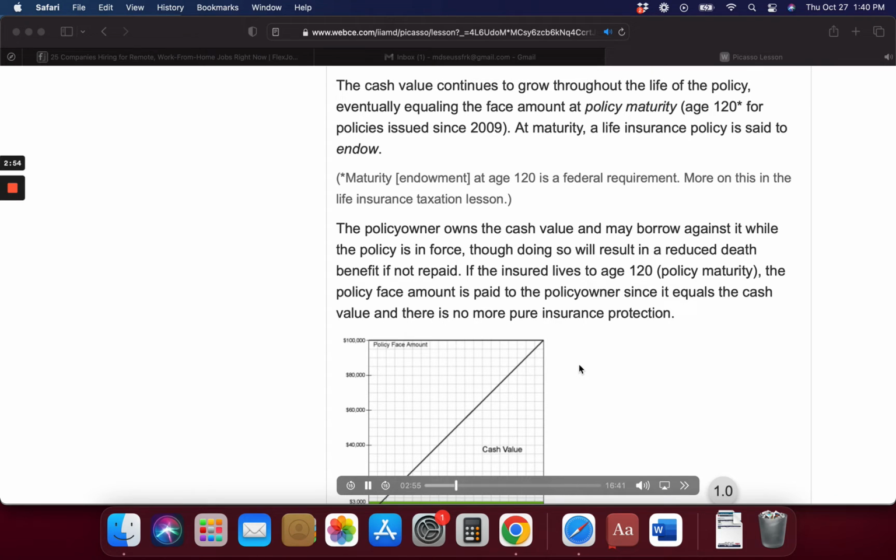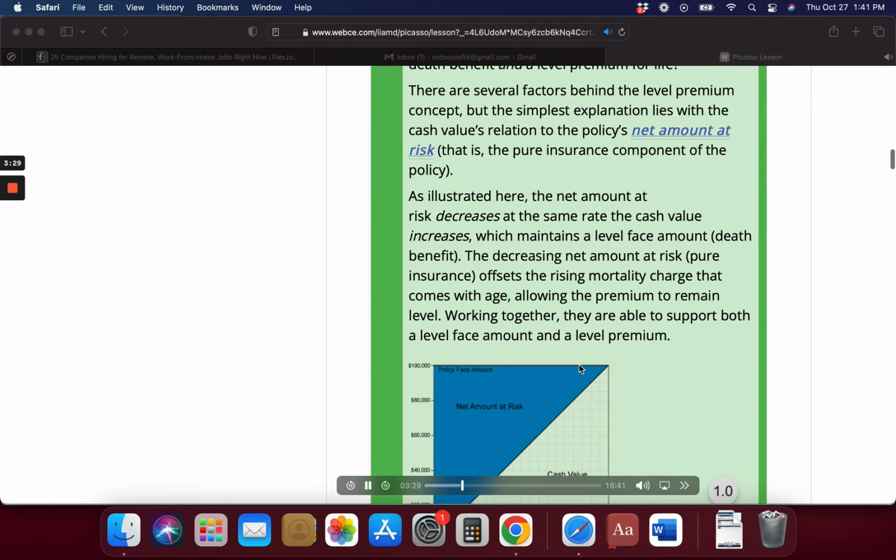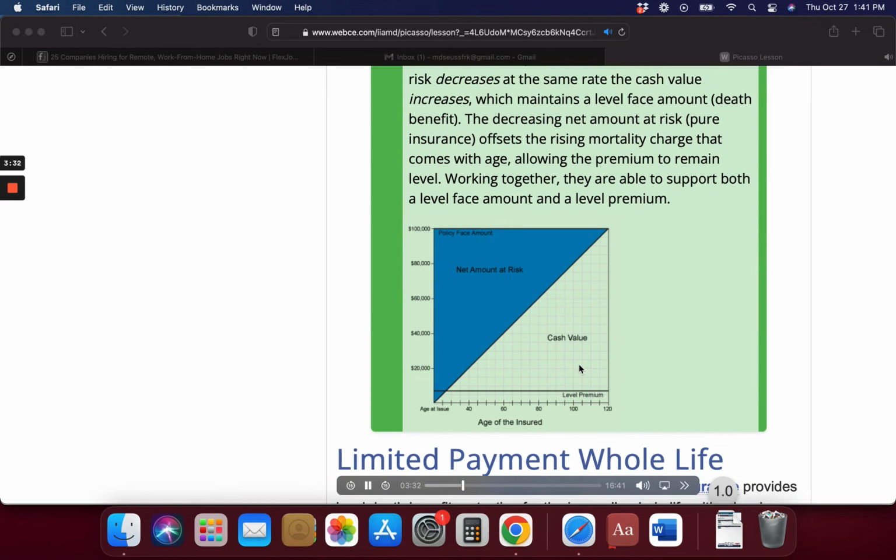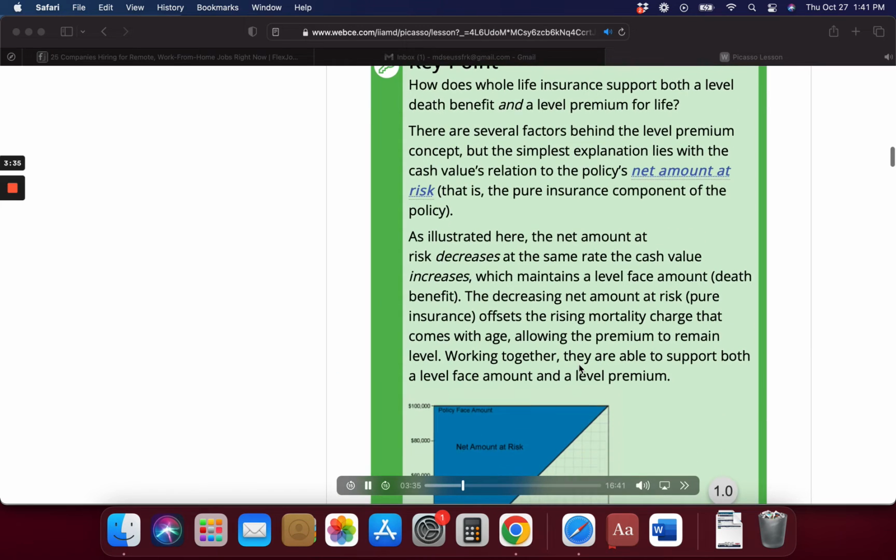Key point: how does whole life insurance support both a level death benefit and a level premium for life? There are several factors behind the level premium concept, but the simplest explanation lies with the cash value's relation to the policy's net amount at risk, that is, the pure insurance component of the policy. As illustrated here, the net amount at risk decreases at the same rate the cash value increases, which maintains a level face amount, death benefit. The decreasing net amount at risk, pure insurance, offsets the rising mortality charge that comes with age, allowing the premium to remain level. Working together, they are able to support both a level face amount and a level premium.